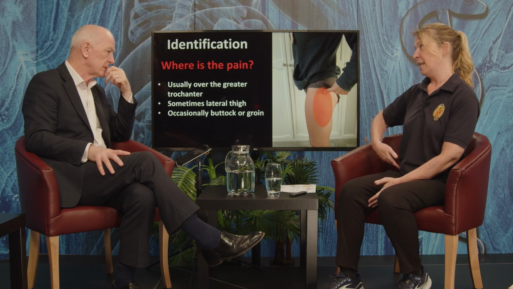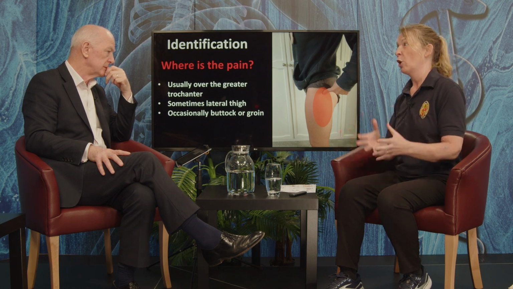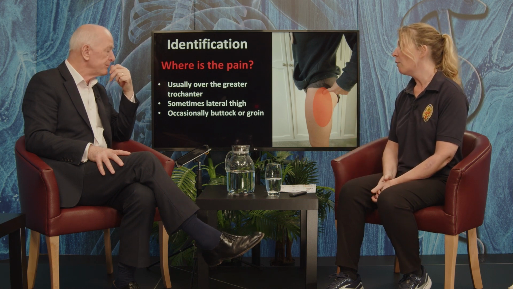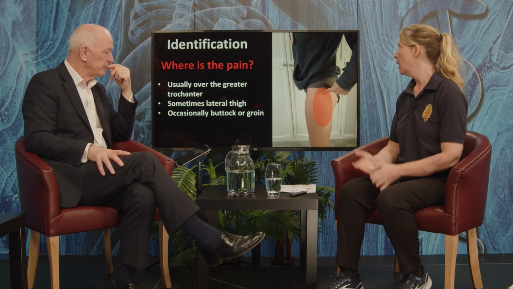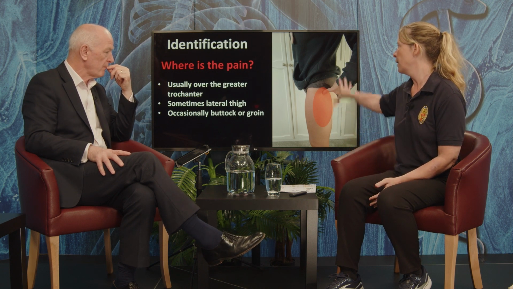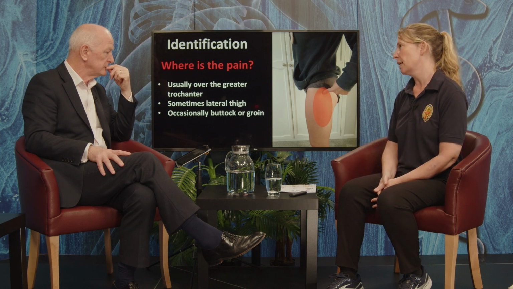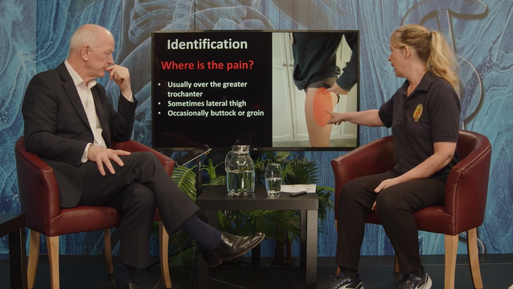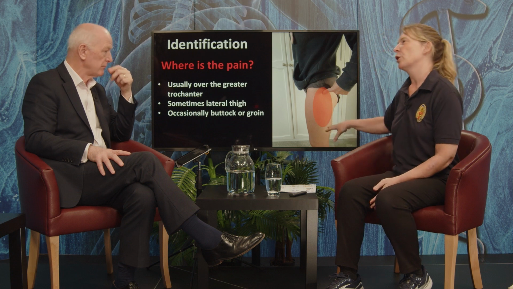If we are seeing that, we'll probably think, well, actually, we need to have a look at the hip joint in more detail. And there are certain tests we can do to have a look at that. But this is the common site of pain that people would present in clinic with. And it can go down to the knee, but doesn't go past the knee.